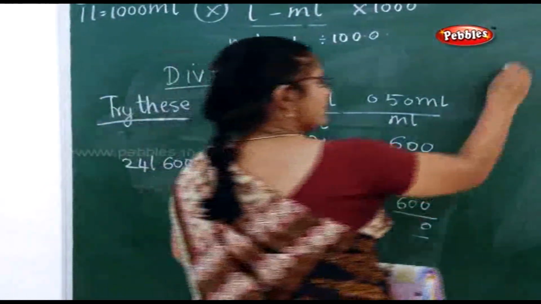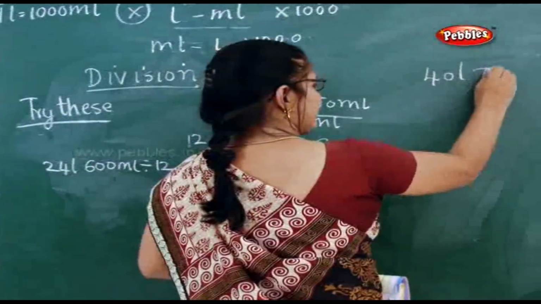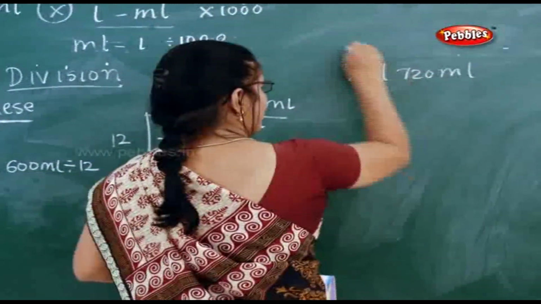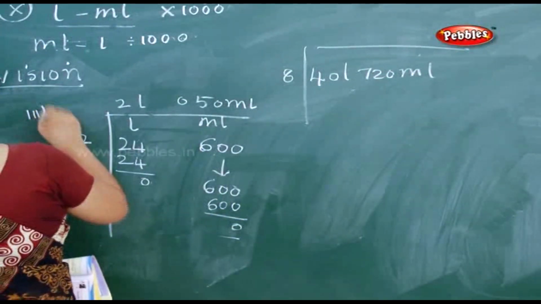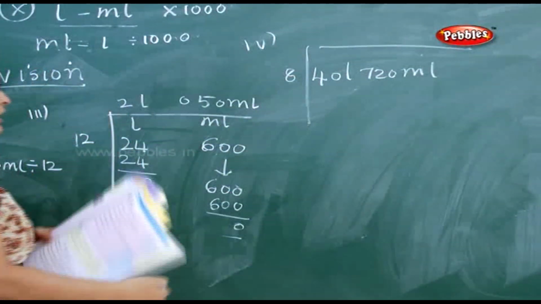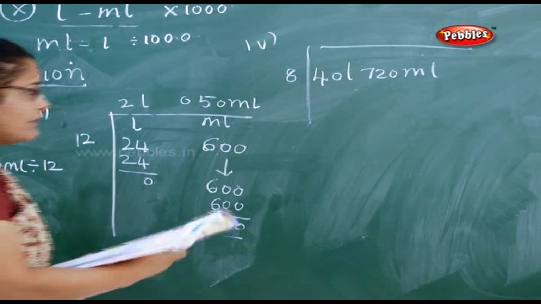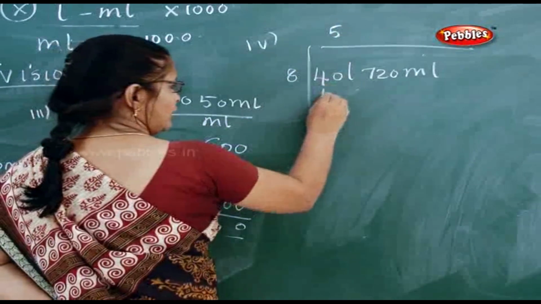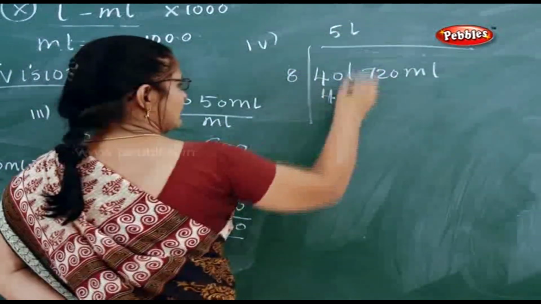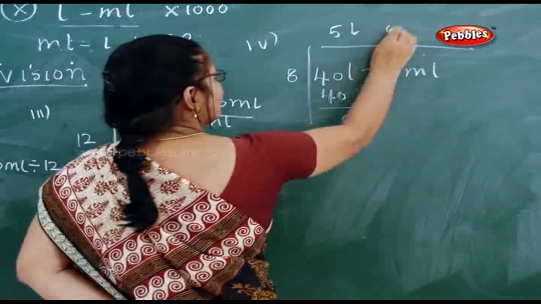Now one more sum. 40 liters 720 ml divided by 8. Am I right? Divided by 8. This is the fourth sum. 40 liters and 720 ml. Now how will you do it? How many times will it go? 8 5s are 40. So immediately write 5 liters. The 0 you can bring here.